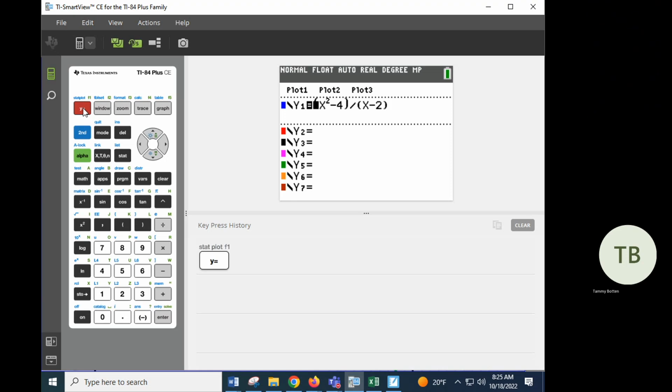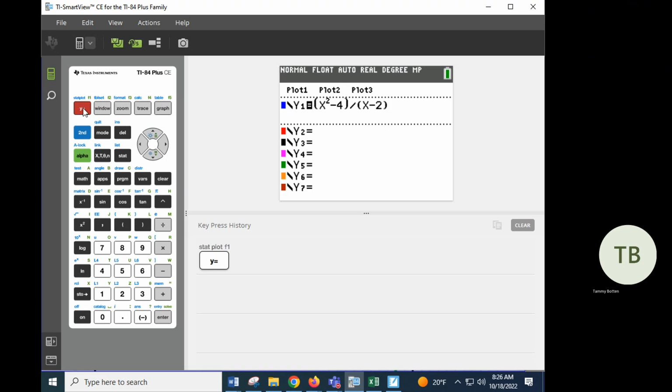Are you doing any stat plots at all? You are. Okay. So what you guys will find sometimes is you'll go to type something in, and if you have a stat plot turned on, it'll give you an error message.